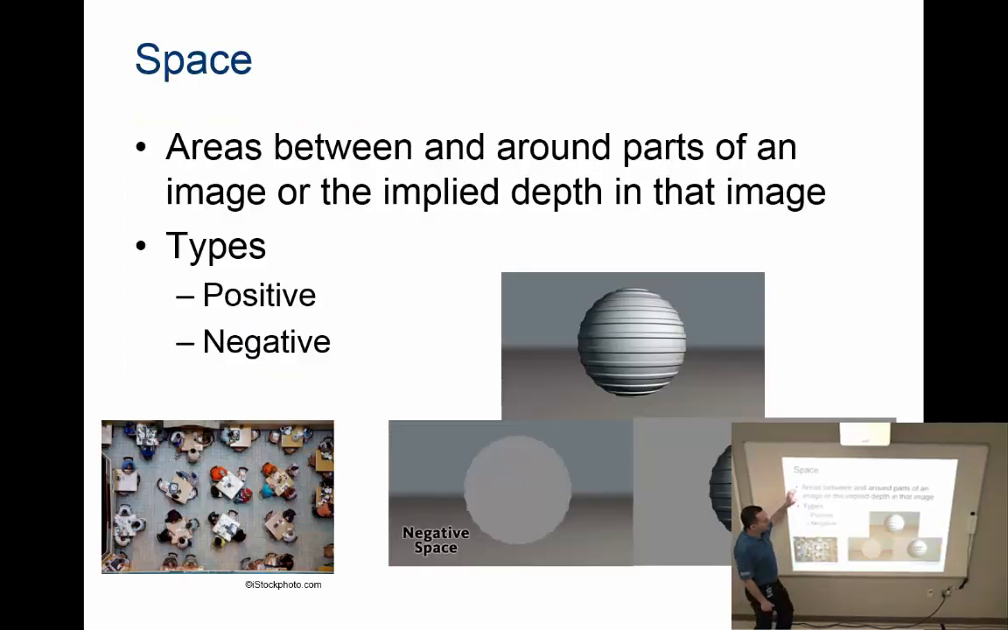Space is a little tricky one to show an example of. It's defined as areas between and around parts of an image, apply depth in that image, and so you have positive and negative space. The positive would be the actual physical object in that space. The negative is kind of the remainder, everything that's not part of that object. So you have positive space and negative space.